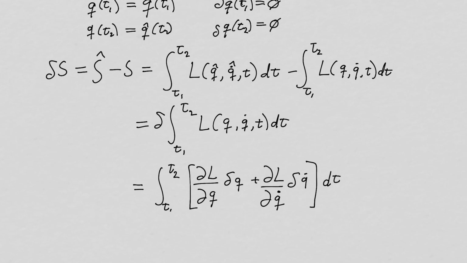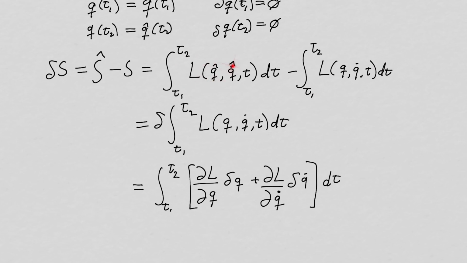I guess the way I should put it is I should move this variation inside the integral and just calculate the variation of L. The variation of L with respect to a change in these paths would be the partial derivative of L with respect to Q times the variation in Q, plus the partial derivative of L with respect to the other independent variable, Q dot, multiplied by the variation of Q dot, all integrated over dt. And that expression is just a way of expressing this difference, right?